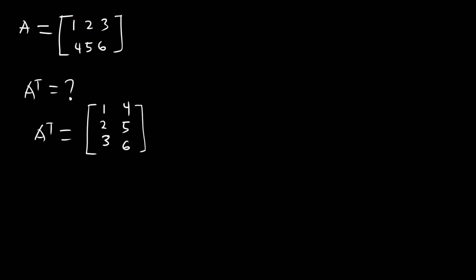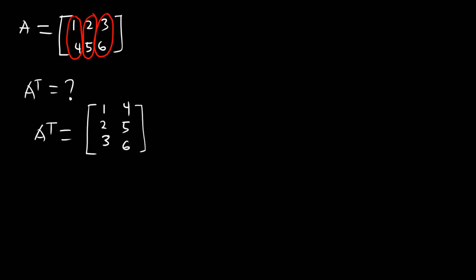Similarly, we can change the columns to rows. So let's look at how we're going to do this. This is column 1, this is column 2, and then this is column 3. You see that these values have been written vertically, so I'm going to rewrite them horizontally. Let's look at how we are going to do this.